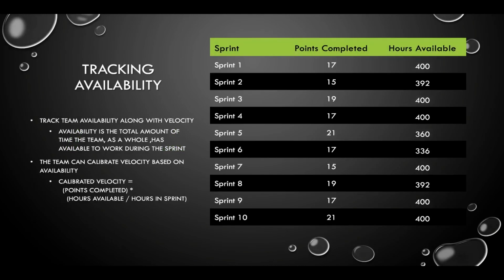It can also be helpful to track team availability along with points delivered each sprint. Normally, when all team members are available as expected, velocity metrics can be used directly with no issue. But in cases where team members are unavailable for portions of the sprint due to outages or unexpected needs elsewhere, use of raw velocity data can produce inaccurate results. In this case, team availability can be used to calibrate velocity in order to improve accuracy.